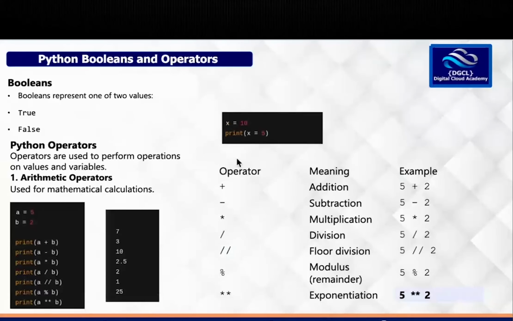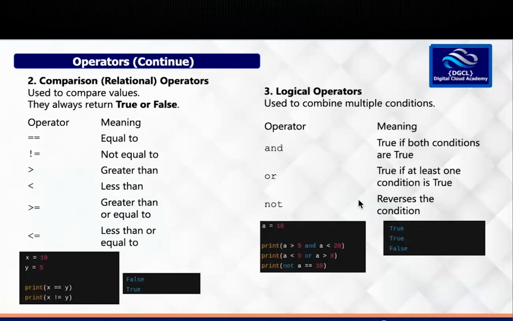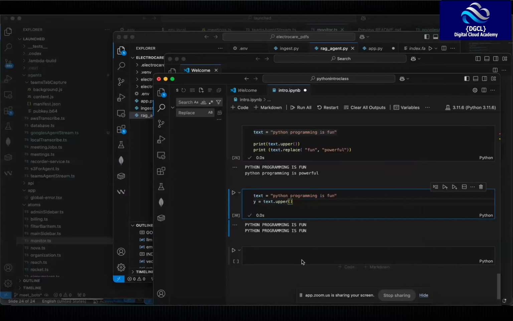Okay, let's go to Boolean. I told you Boolean is true or false. I think we've done all this, our basic arithmetic in Python. So let's do something on Boolean.